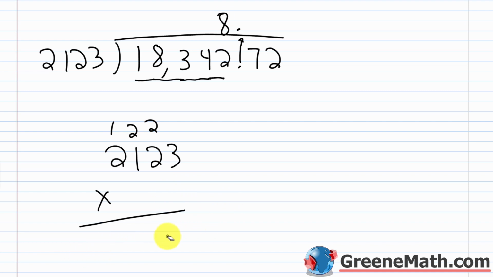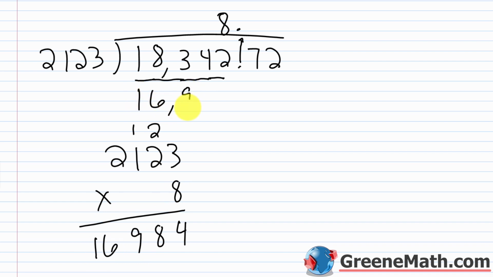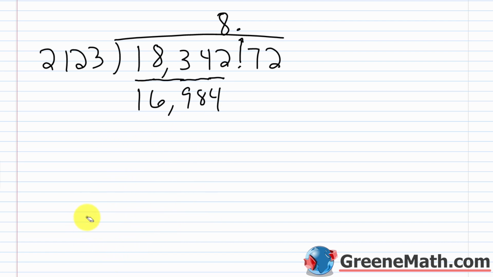And let's do that multiplication real quick so we can get our product going. 8 times 3 is 24. 8 times 2 is 16, plus 2 is 18. 8 times 1 is 8, plus 1 is 9. 8 times 2 is 16. So I'm going to get 16,984 as my answer there. We're going to subtract.